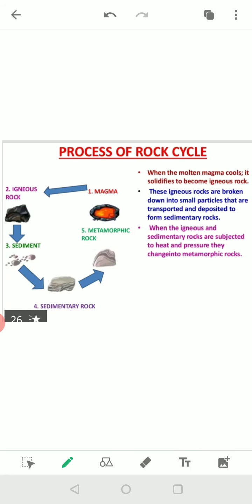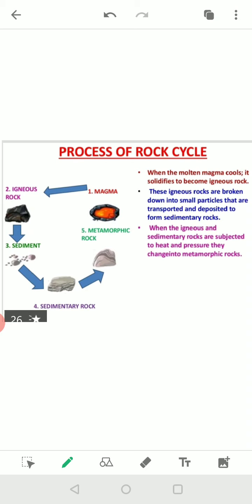Now see here the process of the rock cycle. See, one is magma, second is igneous rock, then it changes to sediments, then lastly at great pressure and heat it changes into metamorphic rock. When the molten magma cools, it solidifies to become igneous rock. Okay, slowly the magma solidifies and it becomes igneous rock.